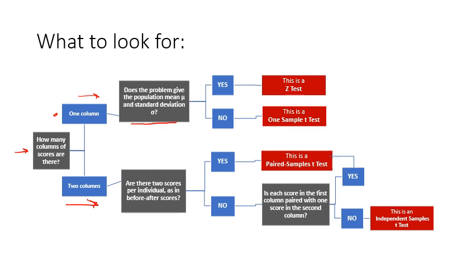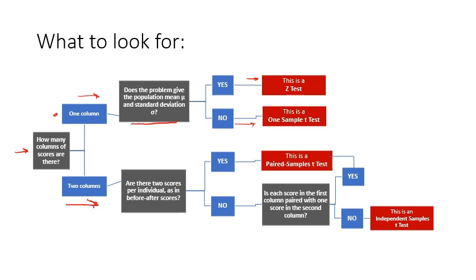problem give the population mean and the standard deviation sigma? Is that information listed in the problem? And if the answer is yes, then you're going to conduct a z-test. And if the answer is no, it's a one-sample t-test. And so that is the distinction between those two.